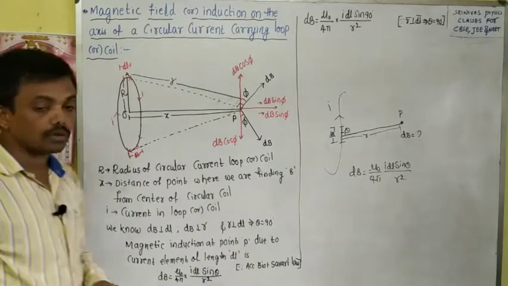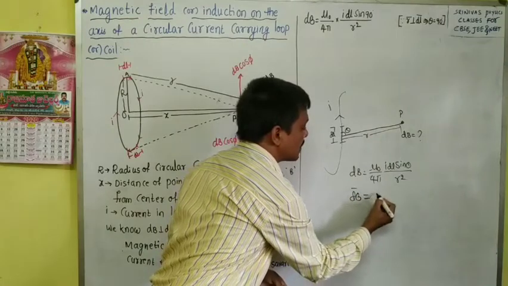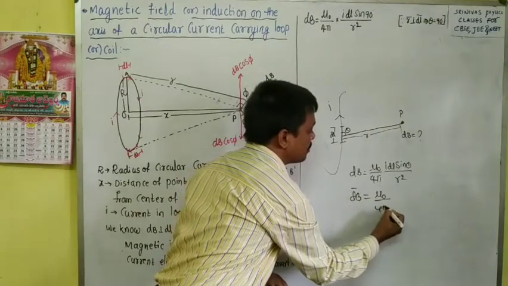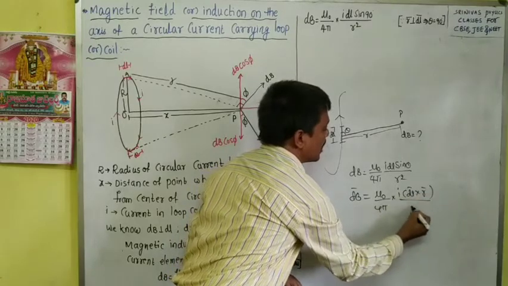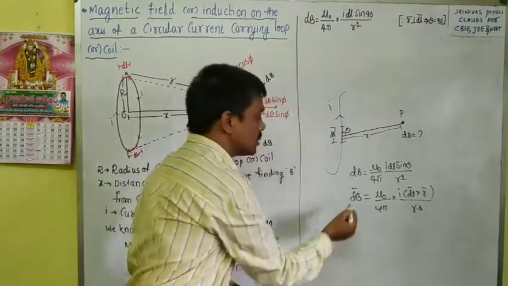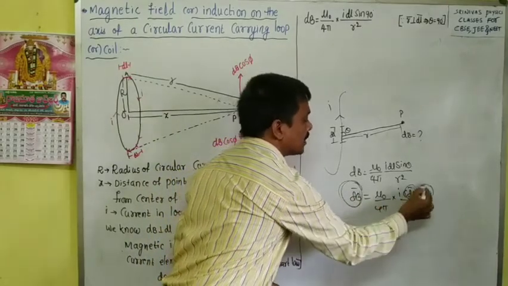And one more thing, we know that magnetic induction in vector form is dB bar equal to mu naught by 4 pi into I into dl bar cross R bar by R cube. The meaning of this is dB is perpendicular to dl and dB is perpendicular to r.